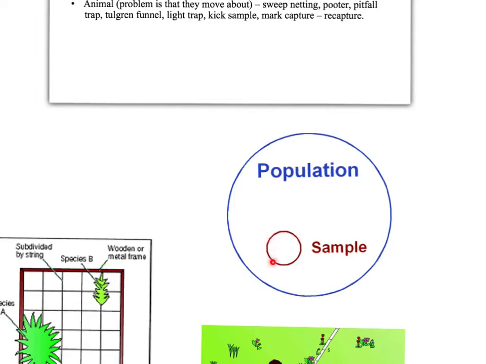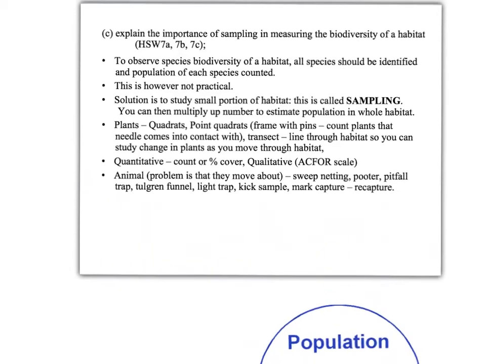So what we do is we take a sample, and that sample is hopefully representative of what occurs in the whole population. And on the next slide we'll talk about how we try to ensure that it is representative. But this slide just looks at the ways in which we can sample. So we're sampling, we're studying a small portion of a habitat.